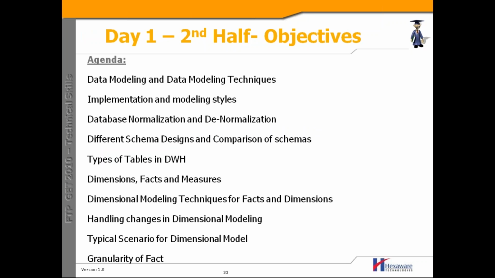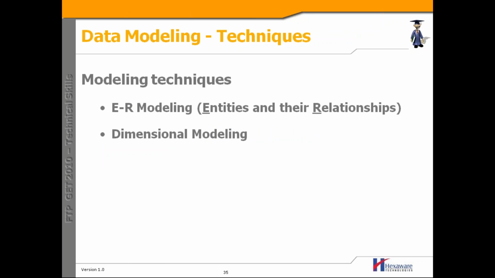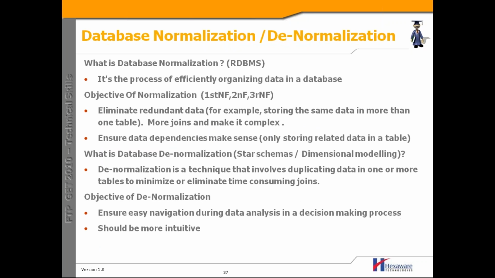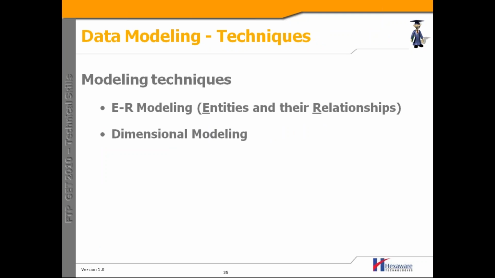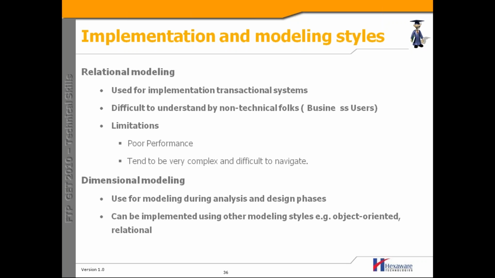Okay, let us try to understand the data modeling structures. Looking at data modeling in terms of the two things we have discussed, the operational systems and the data warehouse system: the modeling used to create a transactional system is entity relational, ER modeling, and the modeling we use for a data warehouse is dimensional modeling. Let us try to understand these two techniques.